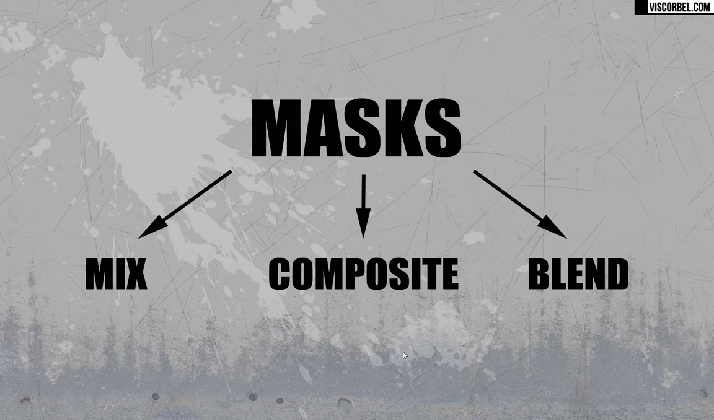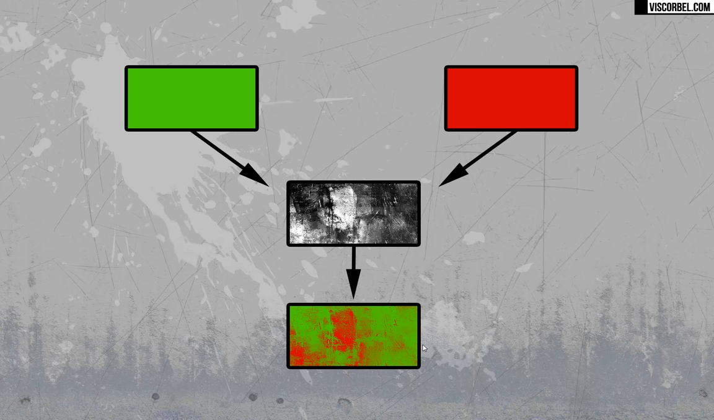Now let's talk about masks. These are black and white patterns that are used with mix maps, composite maps, and VRay blend materials. And masks are very important in my workflow. Basically what we do is we use a pattern to blend together two colors, maps, or materials. So here's an example of blending together two colors, green and red, using this black and white image as a mask. And this is the final result.